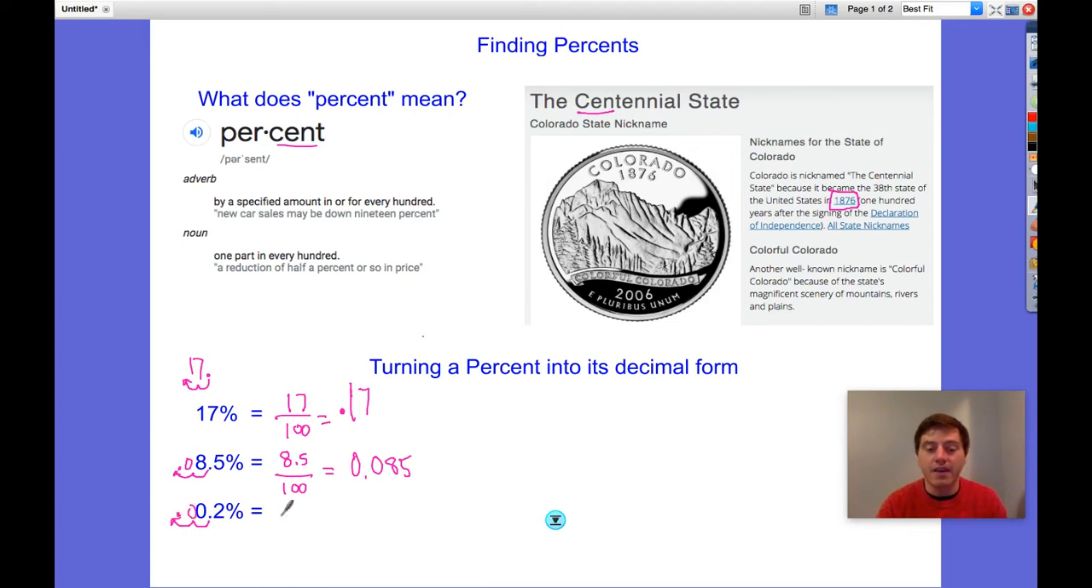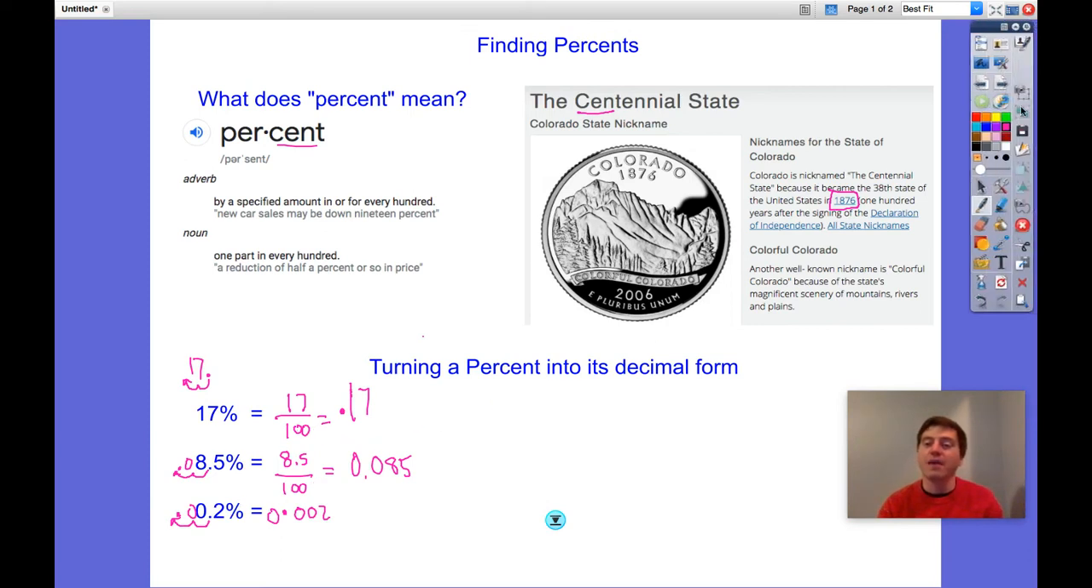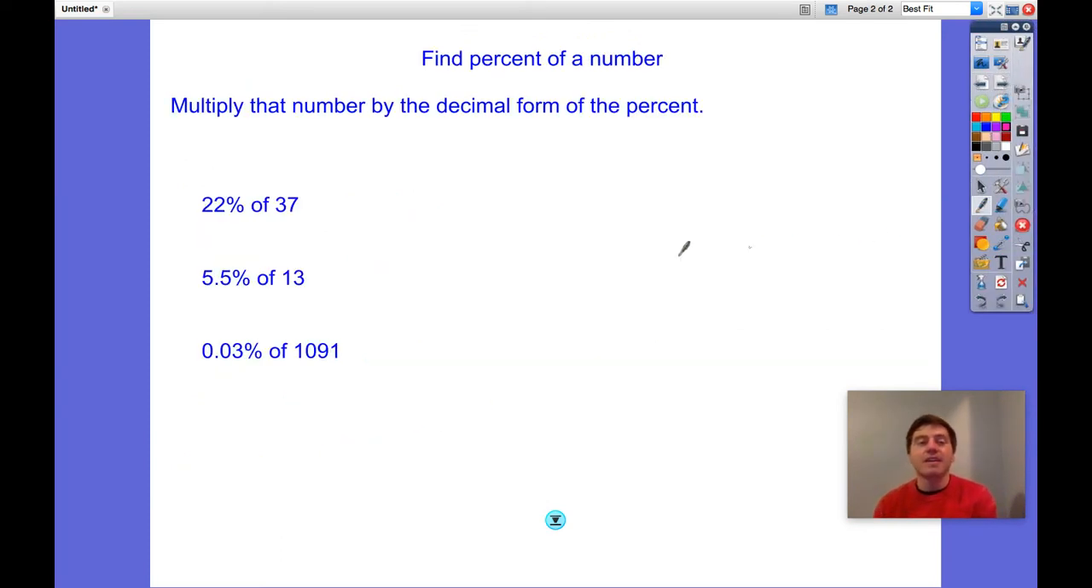And in this case, we've got 1, 2. We would have 0.002 for this. Simple as that. We're going to slide the decimal over twice, and it's because we're dividing by 100. That's why it results in that.